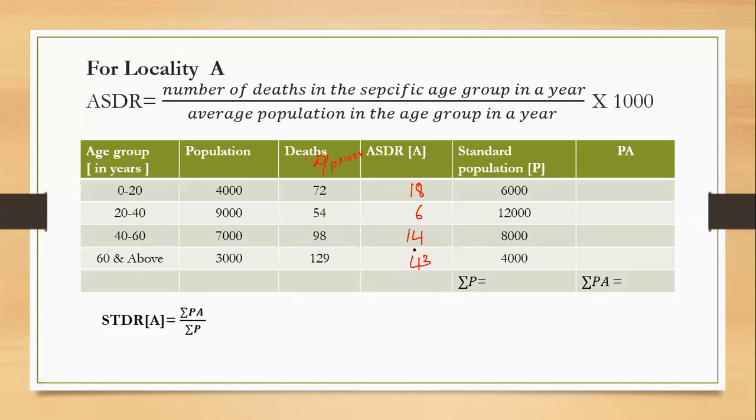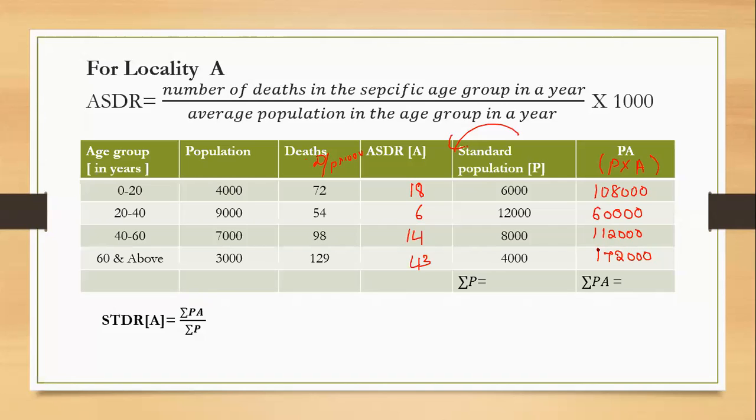Now you have to multiply this ASDR with the weights, that is the population. Multiply 18 into 6,000, P into A. Multiply the standard population with the ASDR. What is the total? 1,08,000. First one is 1,08,000. Second one, 60,000. Good. Third one, 1,12,000. Good. And for the fourth age group, 1,72,000. Good.